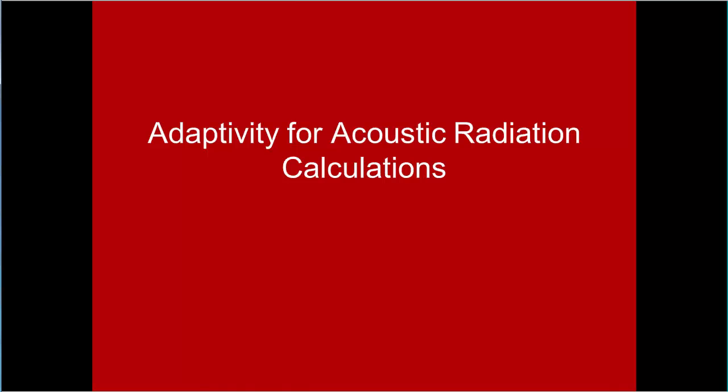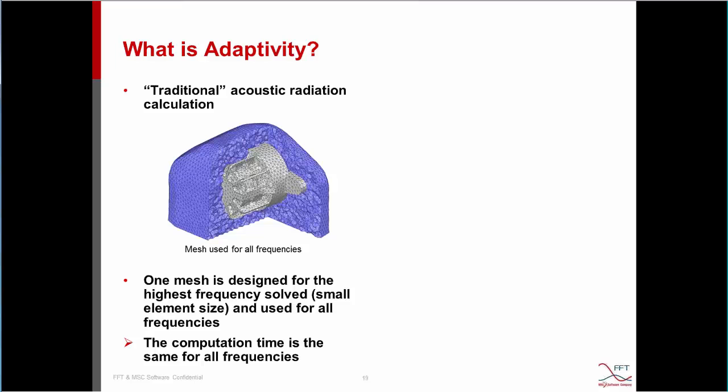But let's start with the first question. What is adaptivity? Traditionally, when we want to do acoustic radiation calculations, we are using one mesh. This one mesh is designed for the highest frequency we want to solve. It means the smallest wavelength, so the smallest element size. And this mesh is used for all the frequencies we want to solve. So the computation time is actually the same for all the frequencies of the calculation.